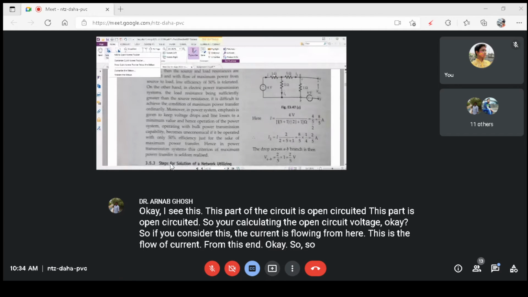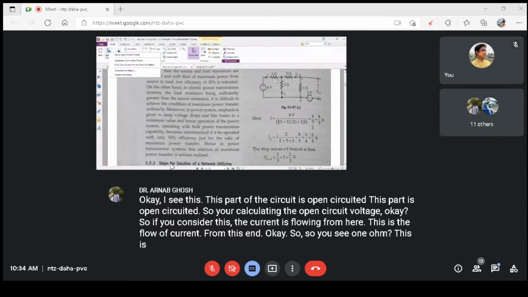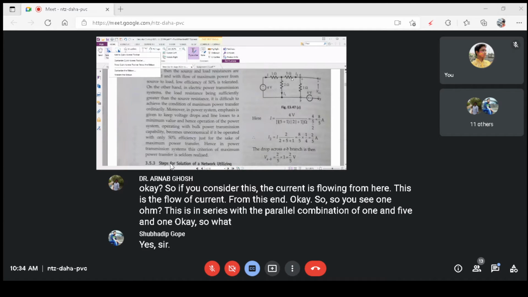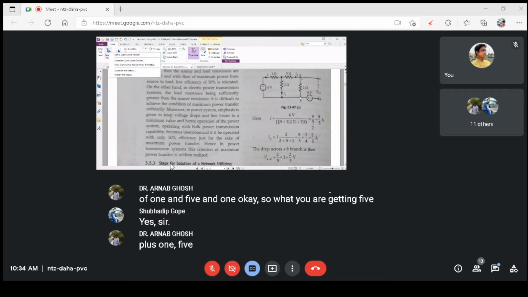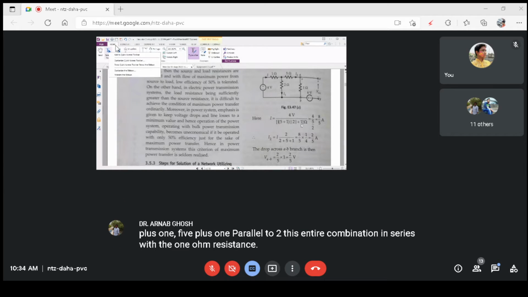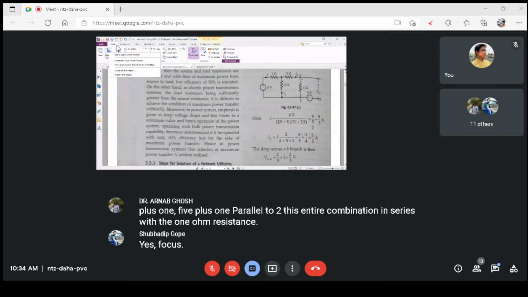So you see 1 ohm. This is in series with a parallel combination of 2 ohm and 5 and 1 ohm. So what you are getting is 5 plus 1 parallel to 2, this entire combination resistance. Yes, sir. Okay, sir.